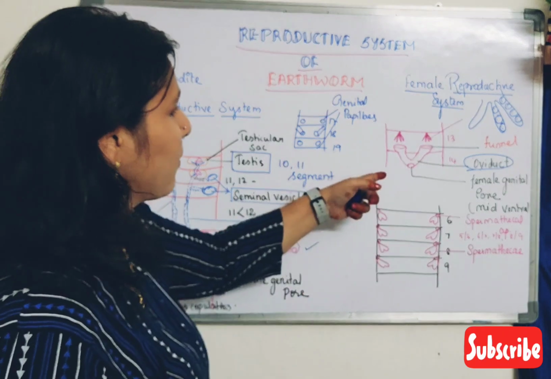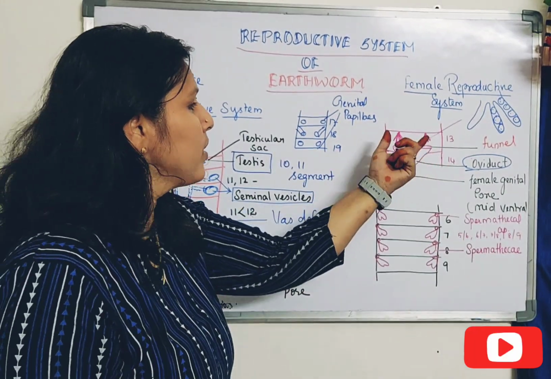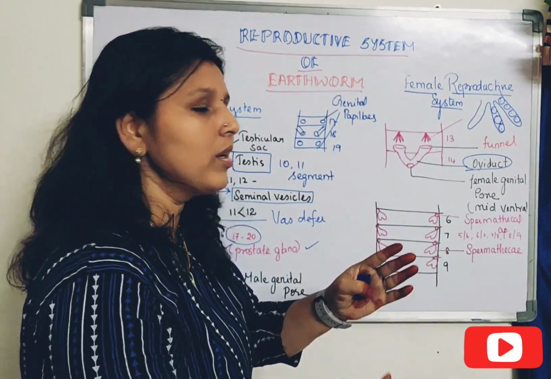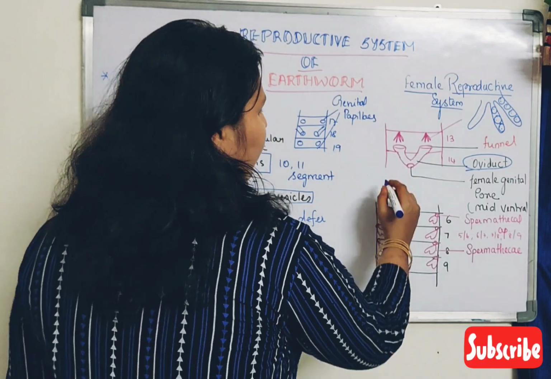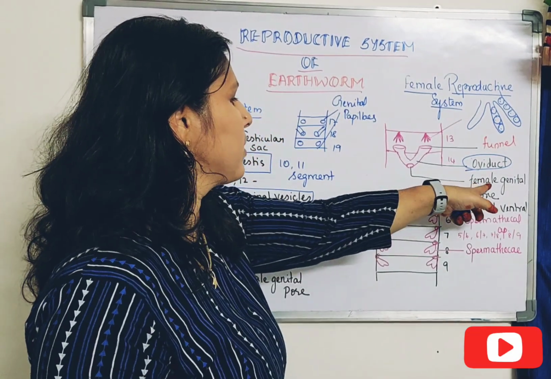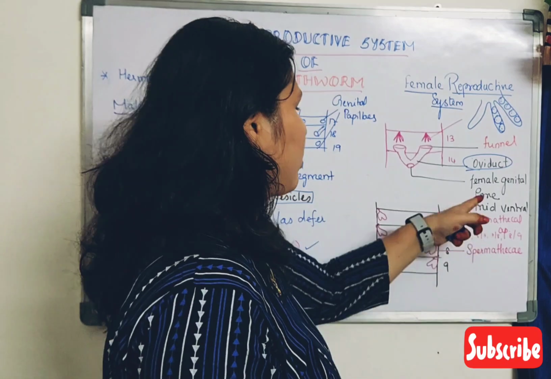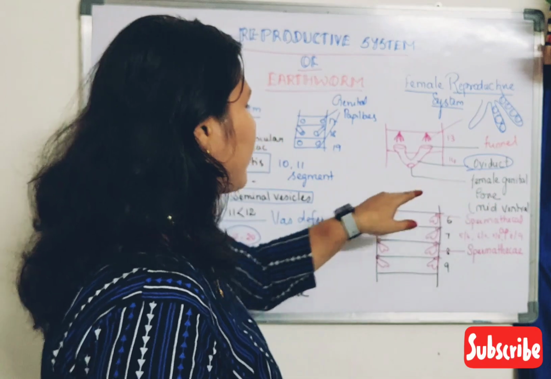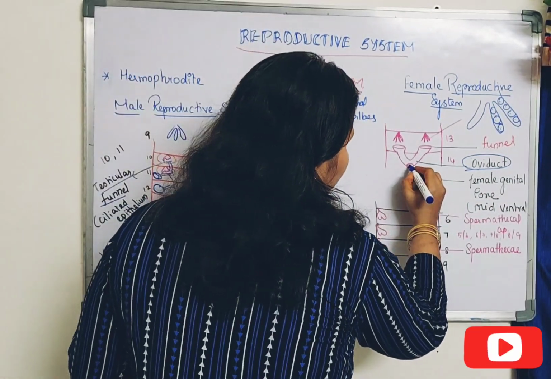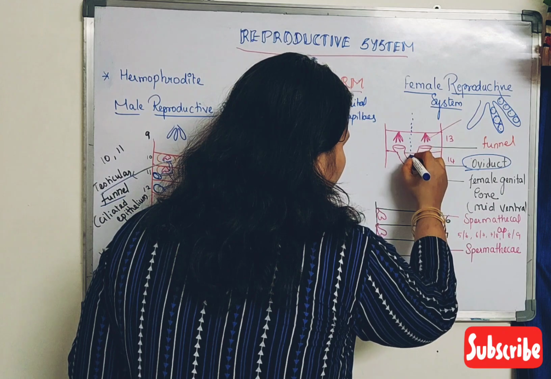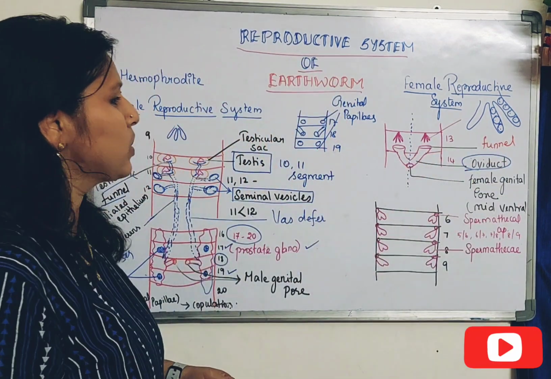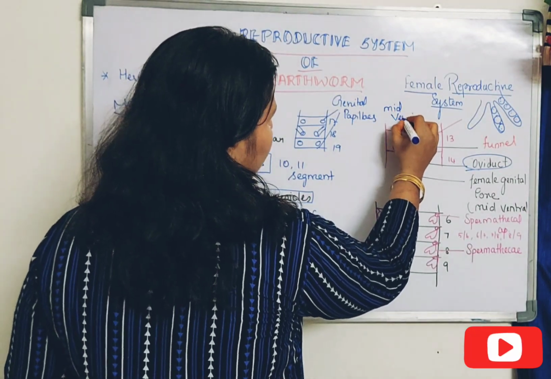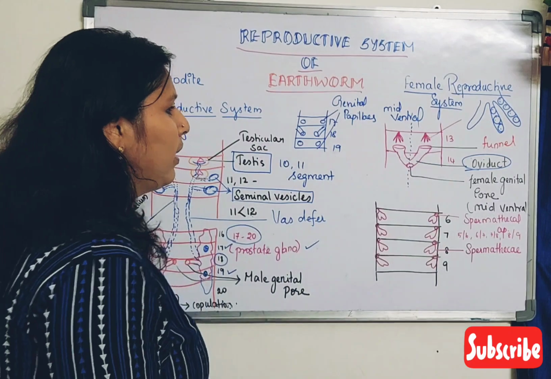In the 13th segment, a pair of ovaries is present. The ovaries start with a small funnel-like structure, and that extension we call the oviduct. In the 14th segment, there is the female genital pore. When we are talking about the midline of the earthworm, it is present in the mid-ventral part of the earthworm.